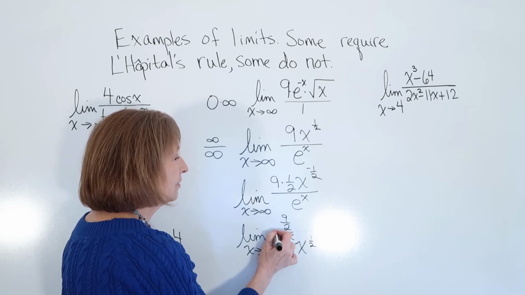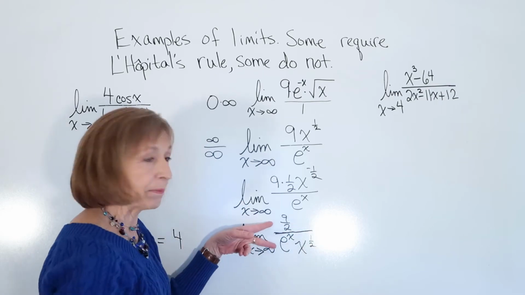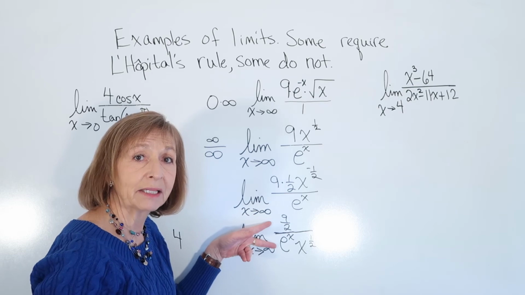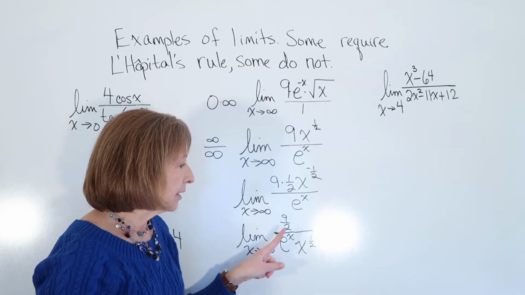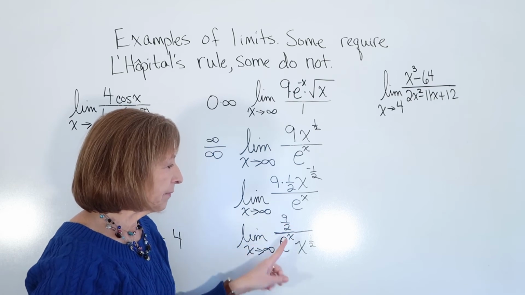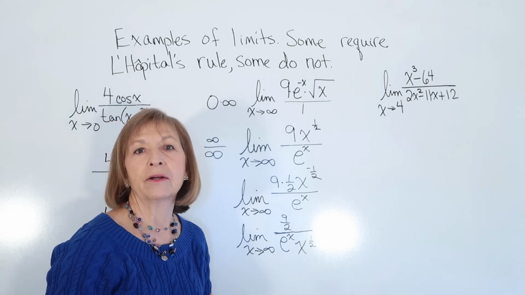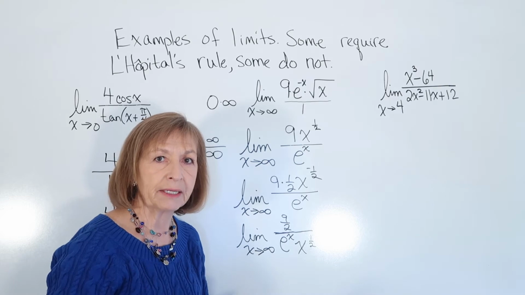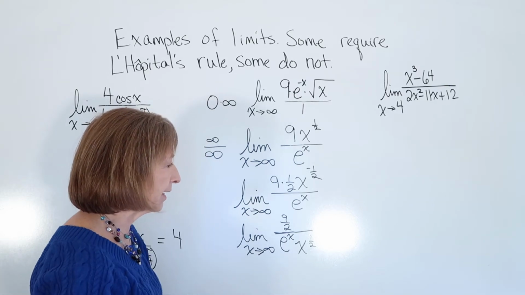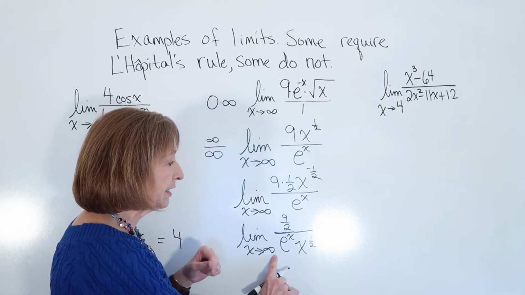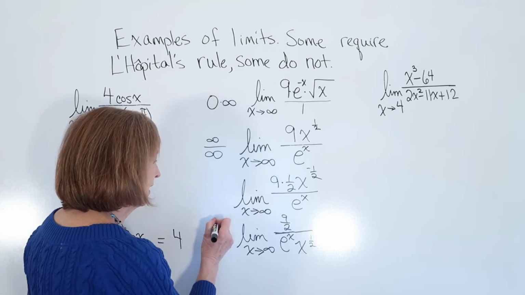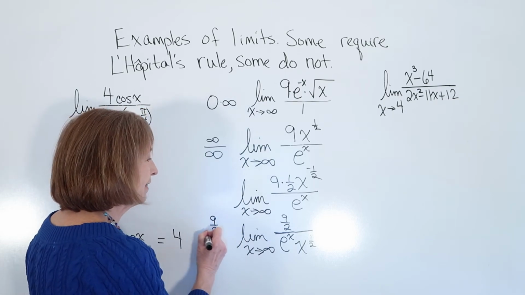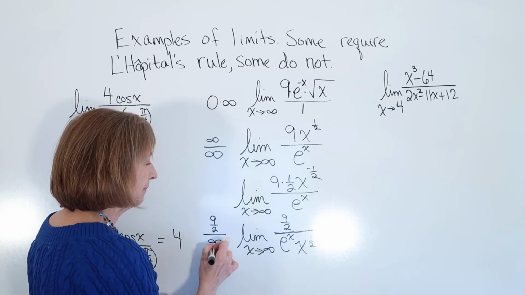And then certainly I could multiply this top and bottom by 2 so that it's not a complex fraction, but 9/2 is just a constant. It's just a number. So there's no variable x up there. I've written everything where it doesn't have negative exponents so I can make sure that I have a clear indication what's going on. So as x approaches infinity, my numerator stays fixed as 9/2, and the denominator gets extremely big.